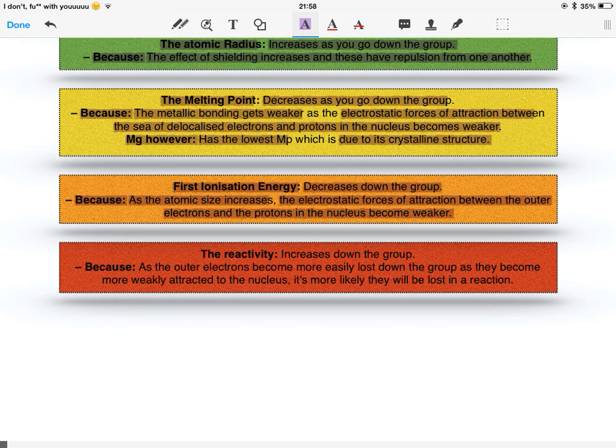And finally, the reactivity, which is closely linked to the first ionization energy, increases down the group, and the reason for this is because as the outer electrons become more easily lost down the group, as they become more weakly attracted to the nucleus, it's more likely that they'll be lost in a reaction.